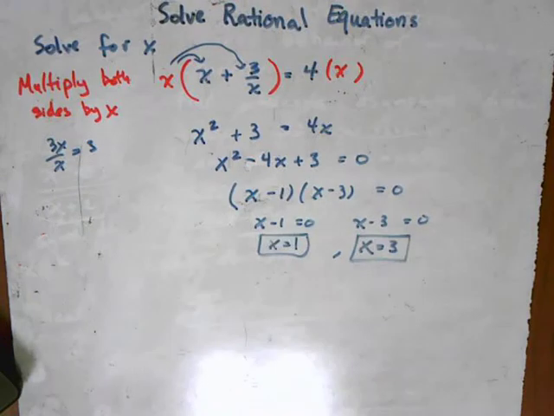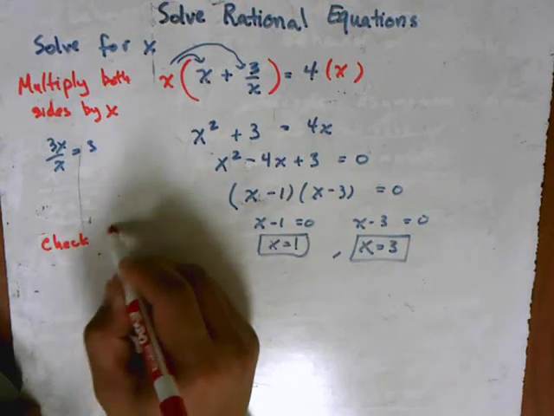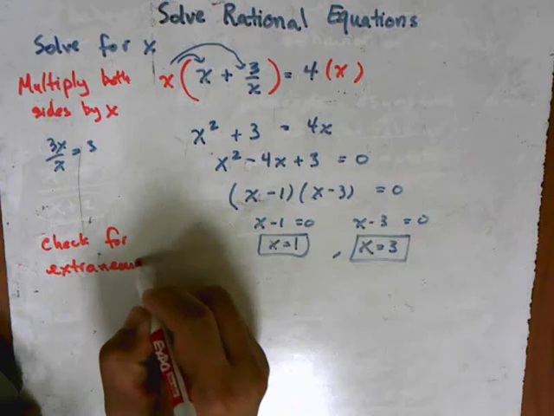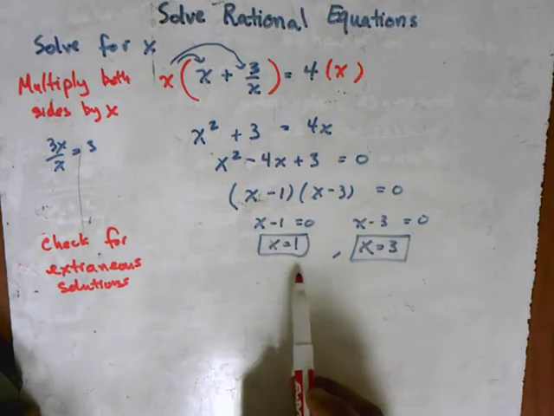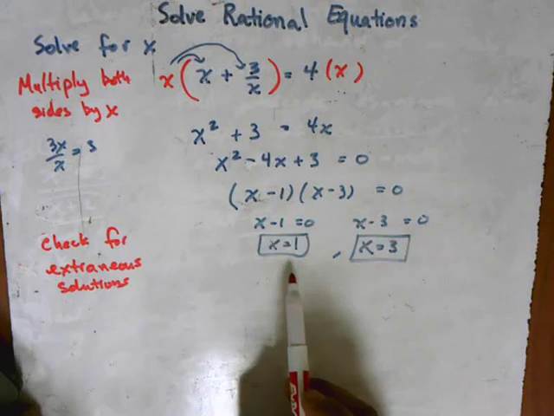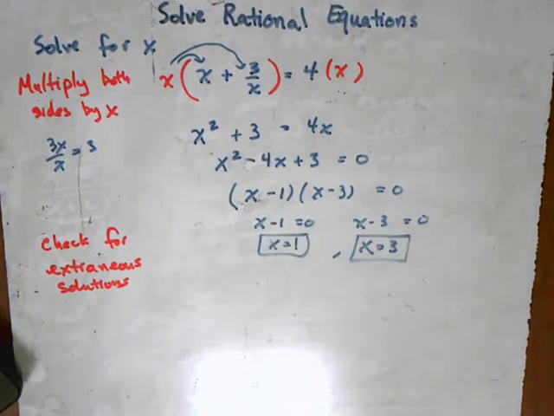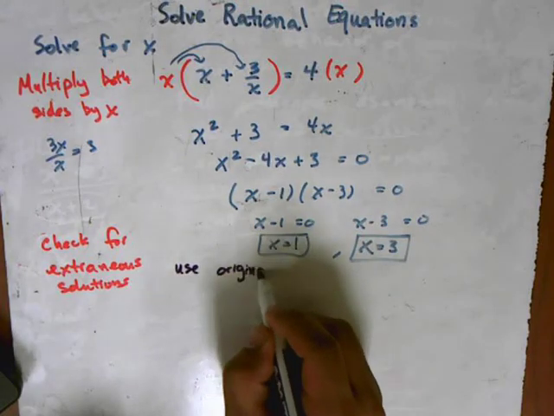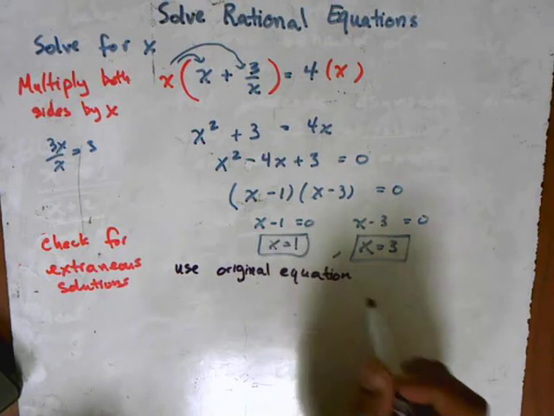Now, one of the things that's important for us to deal with in all equations, but especially rational equations, is that we have to check for extraneous solutions. And extraneous solutions are solutions that work out algebraically but do not work when we substitute them back into the original equation. So we're going to have to use the original equation.